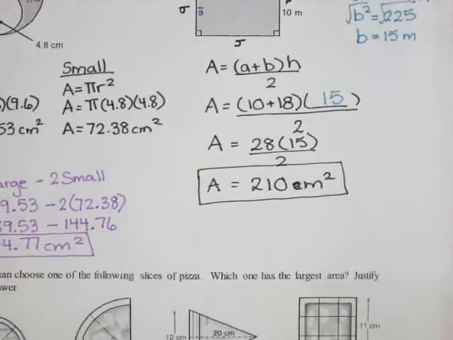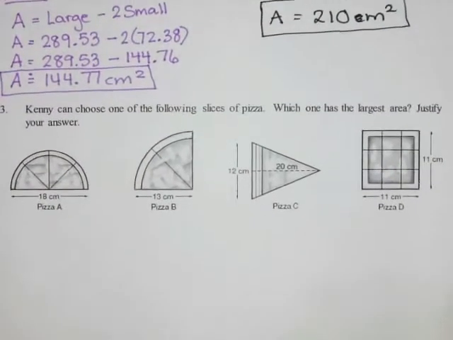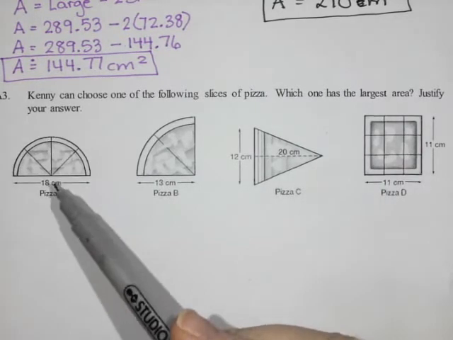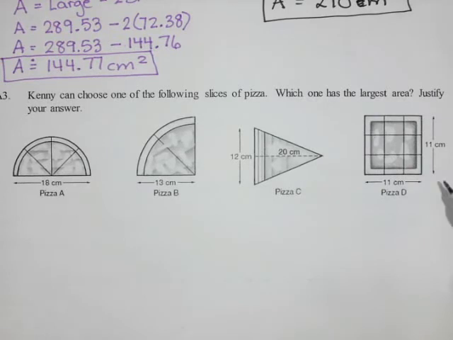Our last question on this page says, Kenny can choose one of the following slices of pizza. Which one has the largest area? Justify your answer. So what we want to do is calculate the area of each of these slices of pizza.